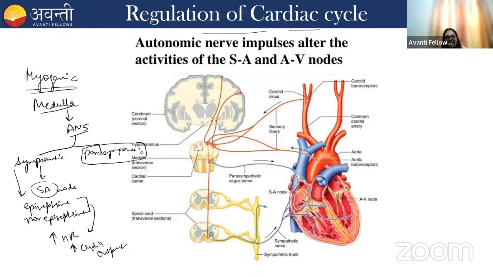The parasympathetic system is active when we are in a relaxed state. So when the parasympathetic is active, it acts on the SA node. Then the parasympathetic will release acetylcholine. This will decrease the heart rate as well as the cardiac output. Remember one point, that the heart is generating its impulse on its own, but the heart rate and cardiac output can also be regulated by the brain.